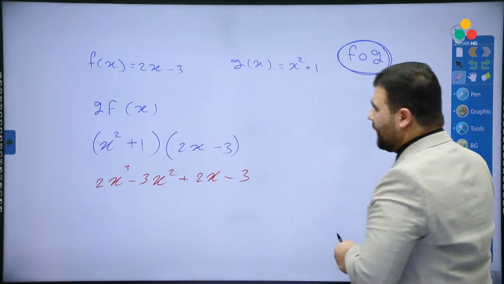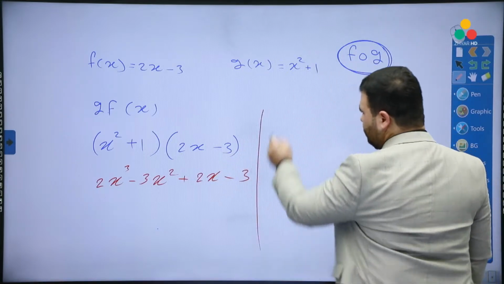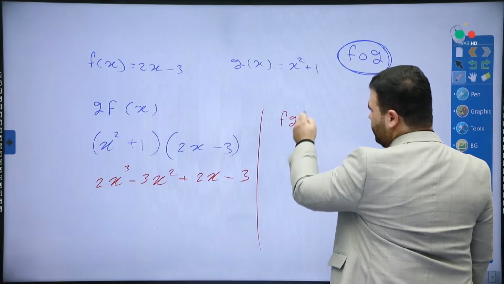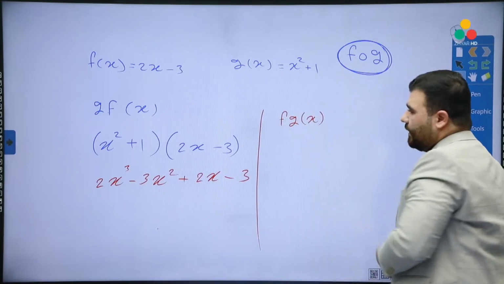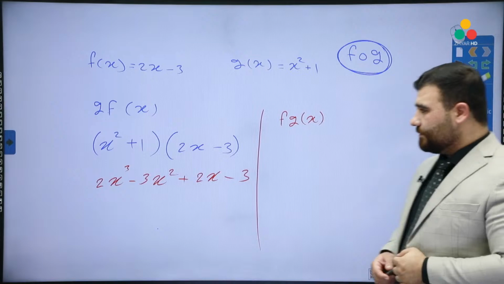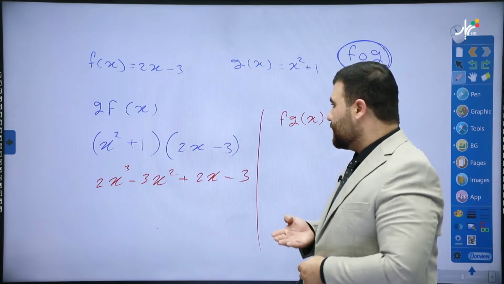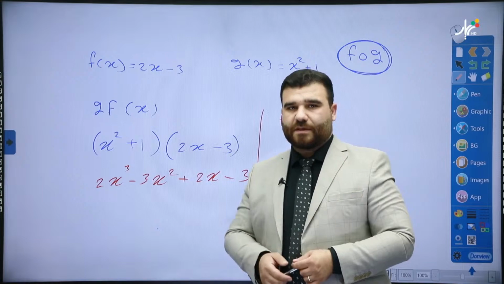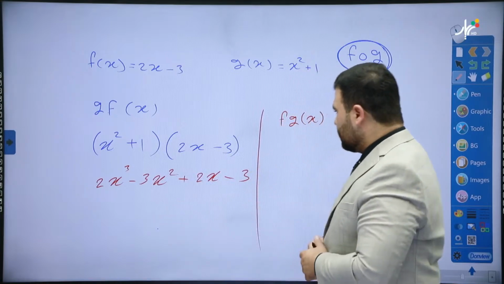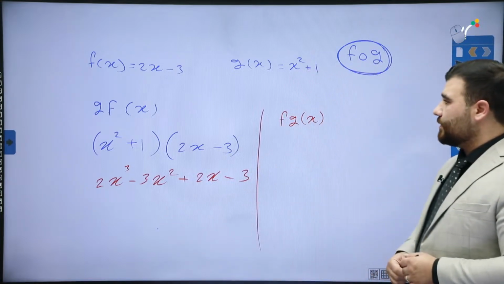Now if we do (fg)(x), the result will be the same because multiplication is commutative. f times g is the same as g times f. Then we're going to get the same answer.